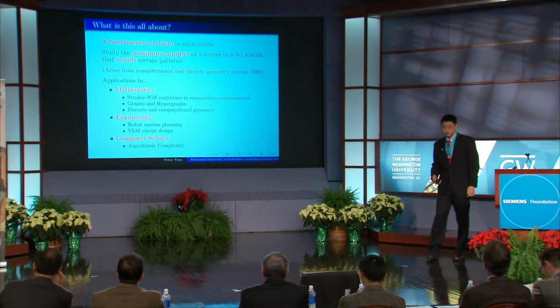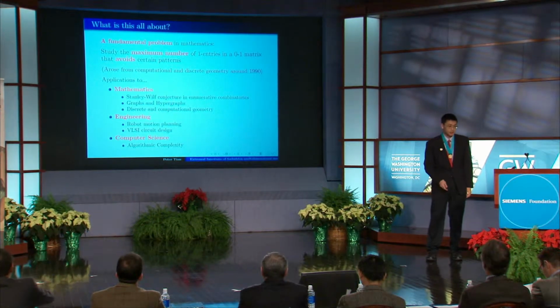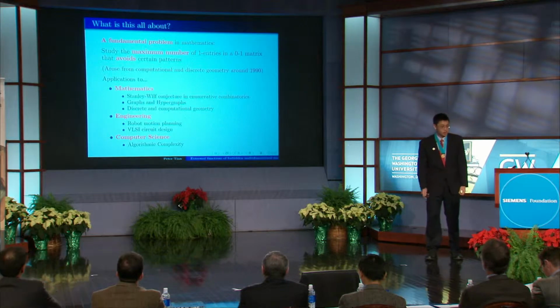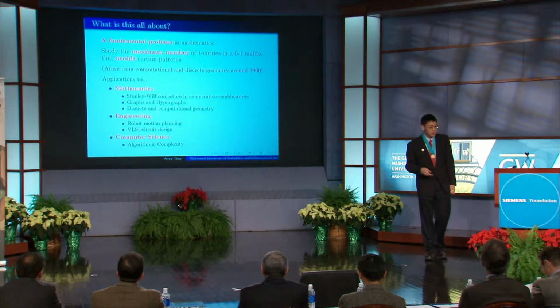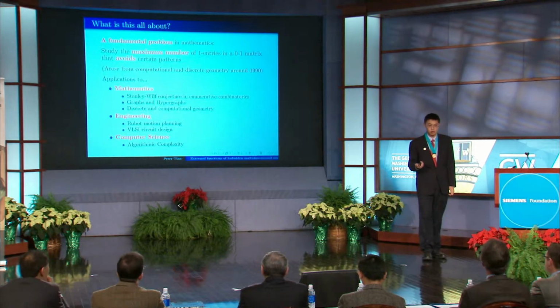So today I'll be talking about a fundamental problem in mathematics, and that is to study the maximum number of one entries in a 0-1 matrix that avoids certain patterns. So this problem arose from computational and discrete geometry around the 1990s, and it has applications to mathematics in the Stanley-Wolf conjecture, in graph theory, and in computational and discrete geometry, to engineering in robot motion planning and circuit design, and to computer science in algorithmic complexity.